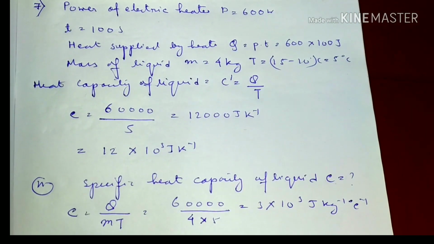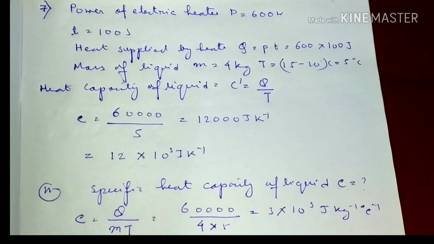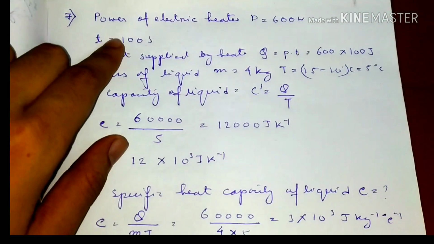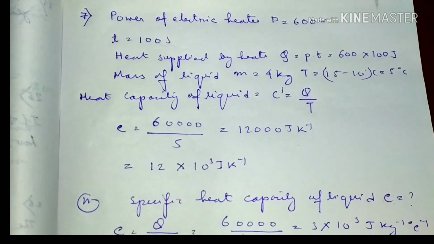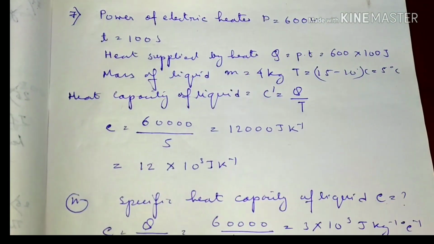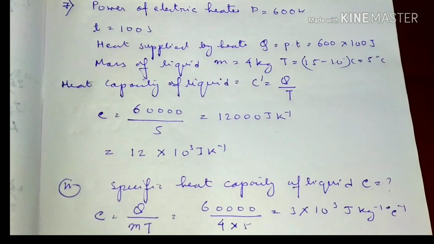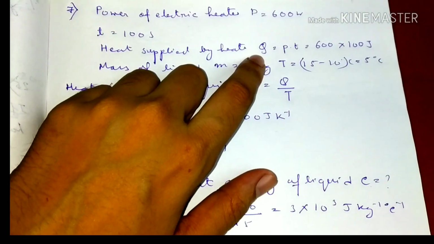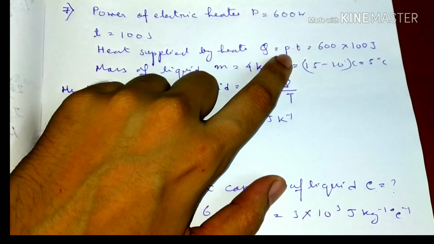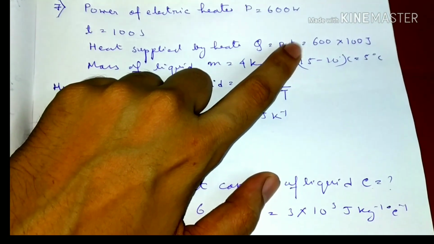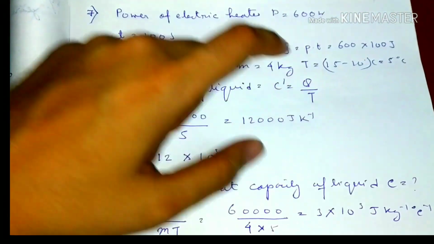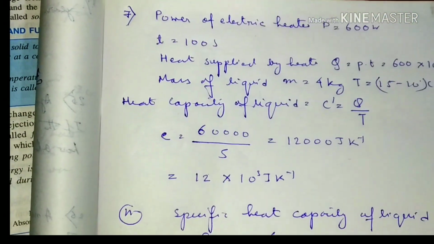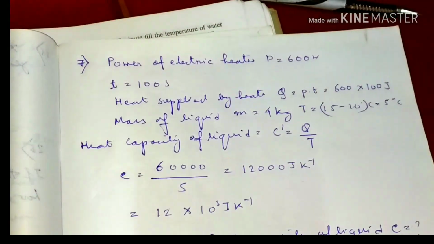Now I have already solved sum number 7. According to the question I've put down the statements. The first one is power of the electric heater P is equal to 600 watt, time is equal to 100 second. Heat supplied by heater, I applied the formula Q is equal to P into T, P your power and T represents time.